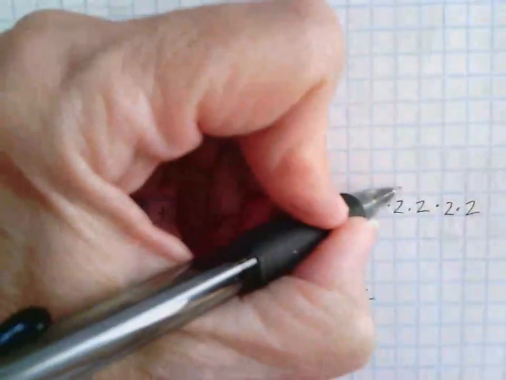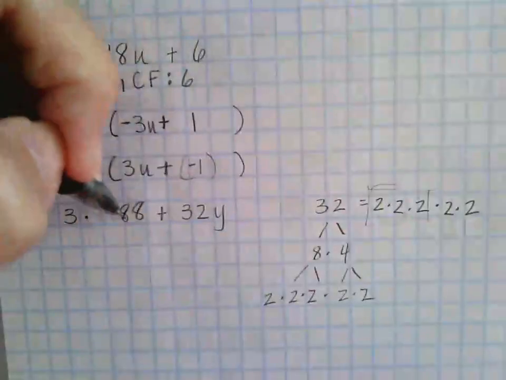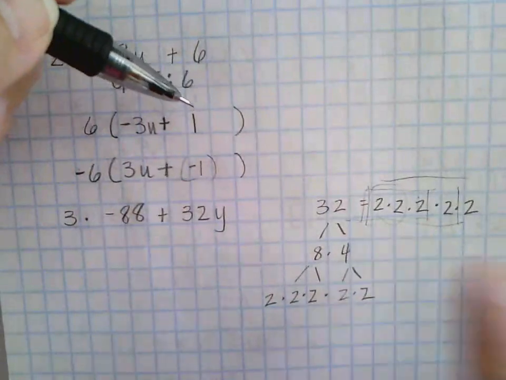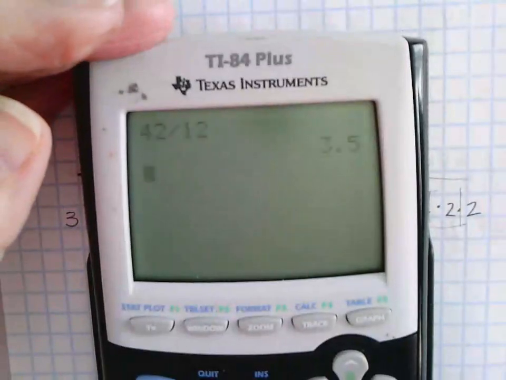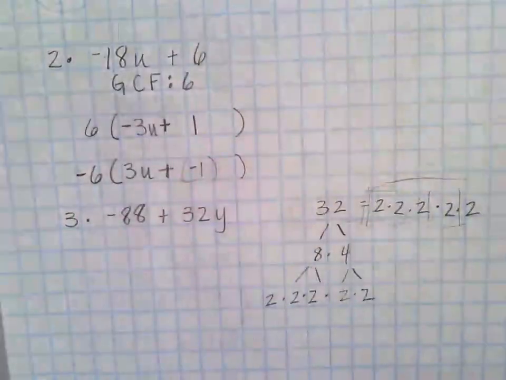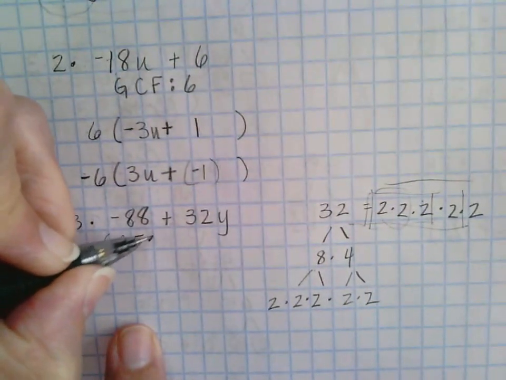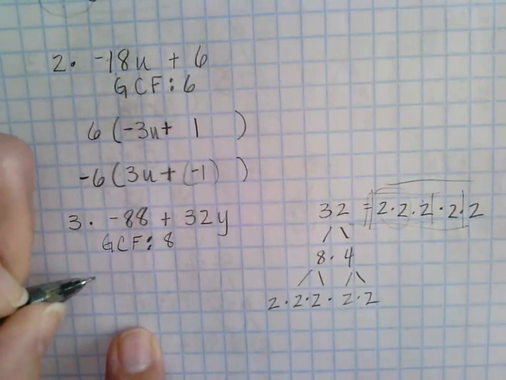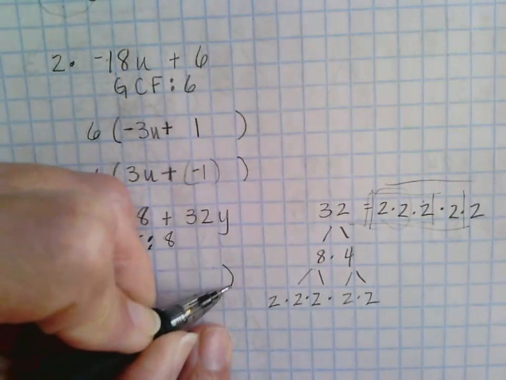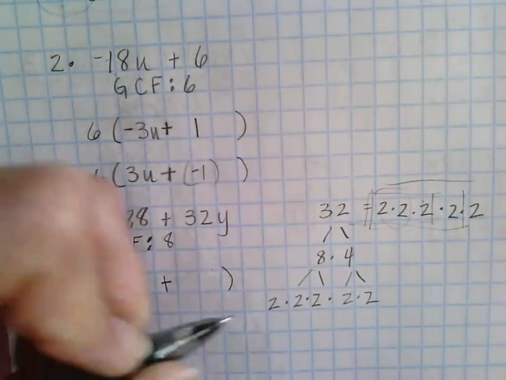So I want to look at these. 4 certainly is a factor of 88. 8 is a factor of 88. Ooh, what about 16? Let's see if 16 is a factor of 88. Nope. So my greatest common factor here is 8 for both of these numbers. I thought it was, but just wanted to double check that. So I'm going to set this up as two possibilities, with a positive 8 and with a negative 8.